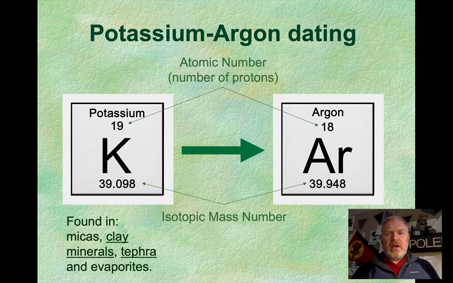But potassium argon then is the main dating technique I want to talk about today. So we have our parent atom on the left there. As I said, it's found in mica, clay mineral, tephra, which is volcanic ash. And we can use that then by measuring the proportion of this potassium 40 to argon 40 within these particular rock types.